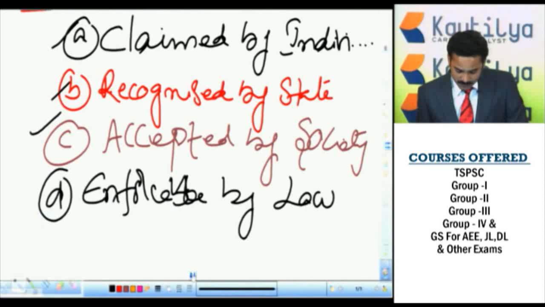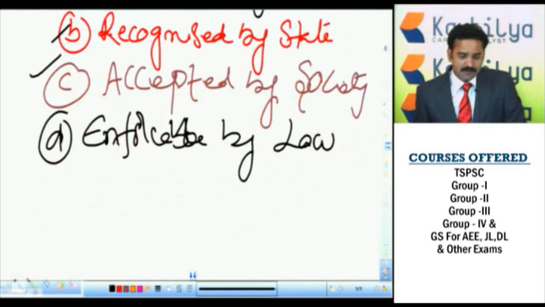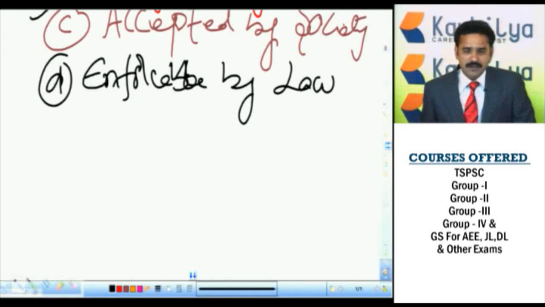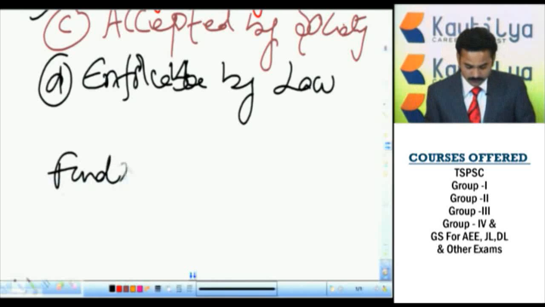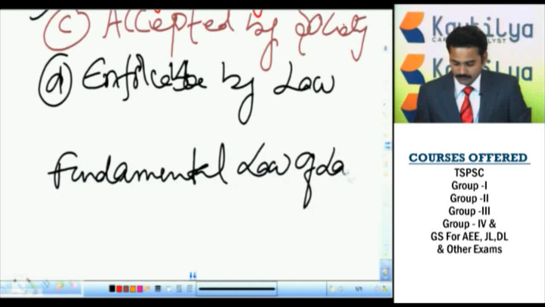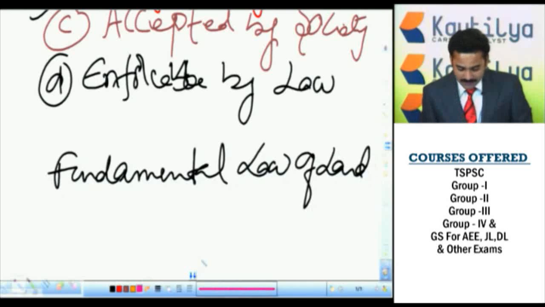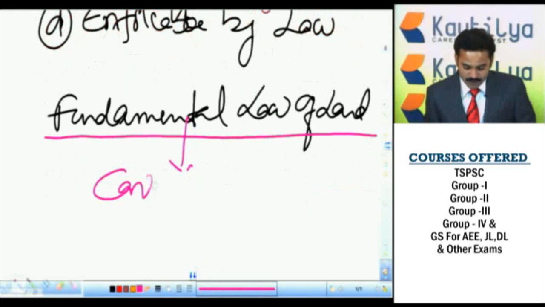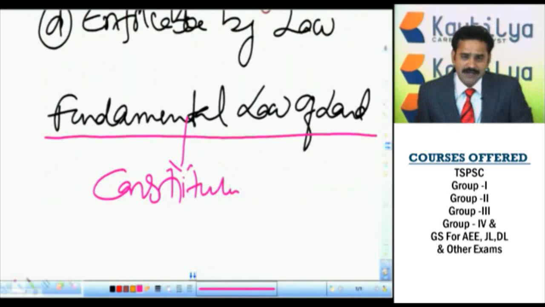Now let us try to understand the features of fundamental rights. Before that, why are they called fundamental? What is the reason they are called fundamental rights? They are called fundamental rights because they are mentioned in the fundamental law of the land. Here the fundamental law of the land means the constitution. The constitution is also known as the fundamental law of the land. They are mentioned or enumerated in the constitution, so that is why they are called fundamental rights. That is the first reason.